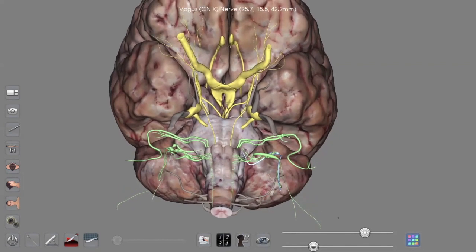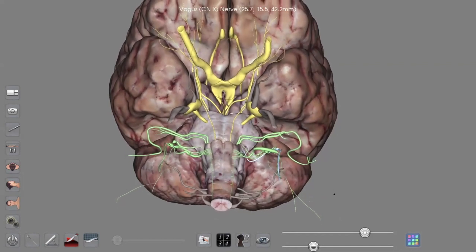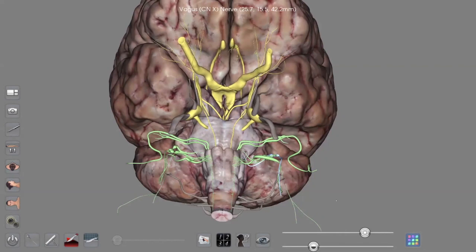The vagus nerve is both sensory and motor in nature, innervating the muscles of the pharynx and the larynx. It's also responsible for the gag reflex along with the glossopharyngeal nerve and is an important nerve for parasympathetic innervation, so heart regulation, breathing regulation, as well as the gastrointestinal tract.